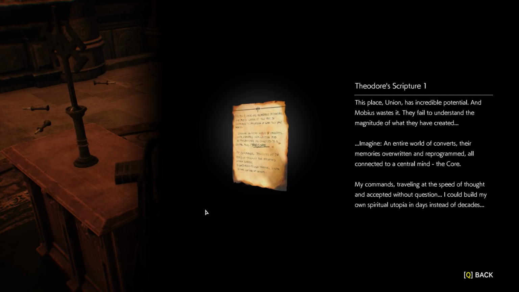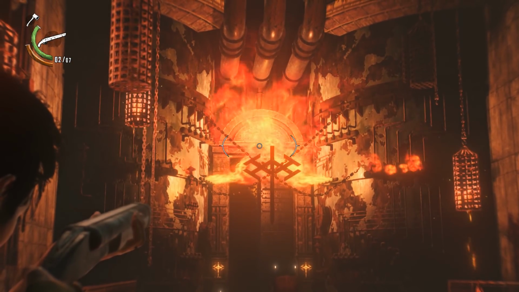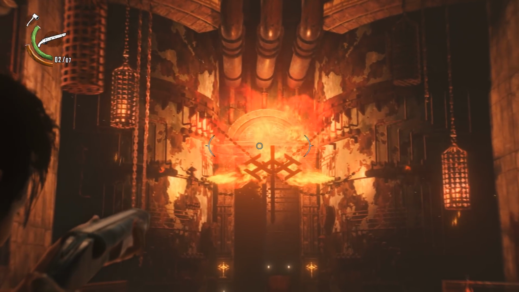Imagine an entire world of converts, their memories overwritten and reprogrammed, all connected to a central mind, the core. But once you learn his symbolism, it's very easy to spot.